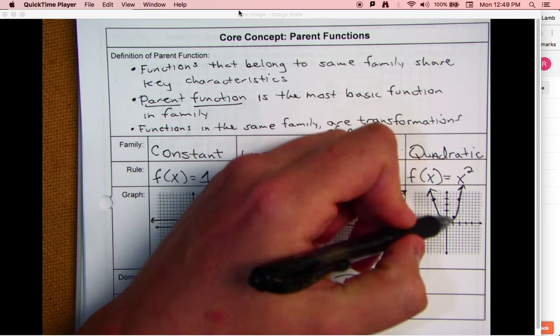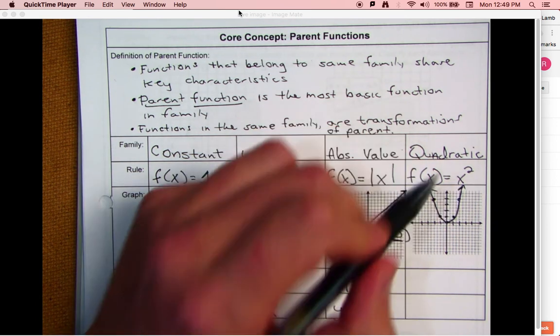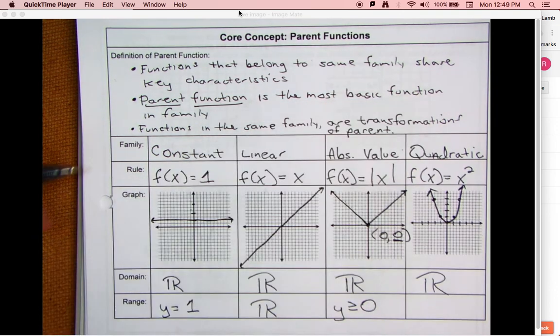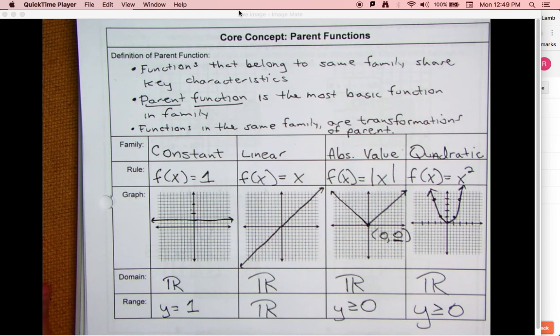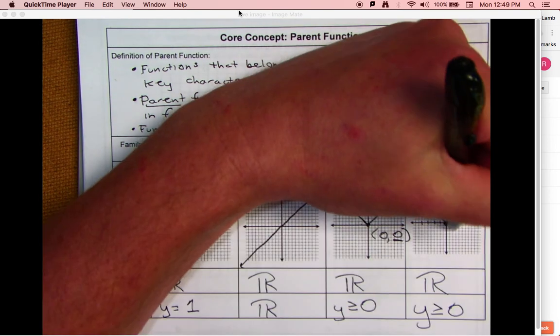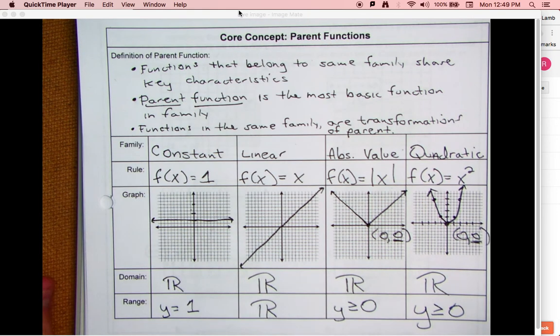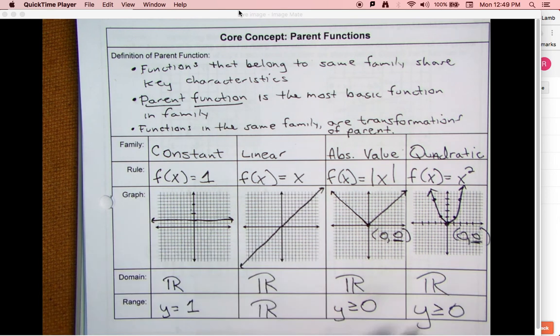Domain, this is going up and to the left, up and to the right forever. Key thing, left forever and right forever. All real numbers. And the range, greater than or equal to 0. This point right here is 0, 0. Okay, what should you know here? You should know basically this whole chart right down here. You should be able to recognize that with the back of your hand.